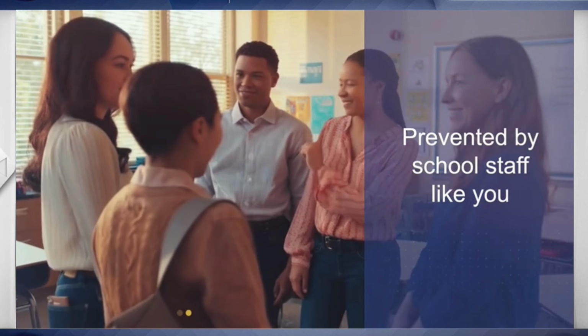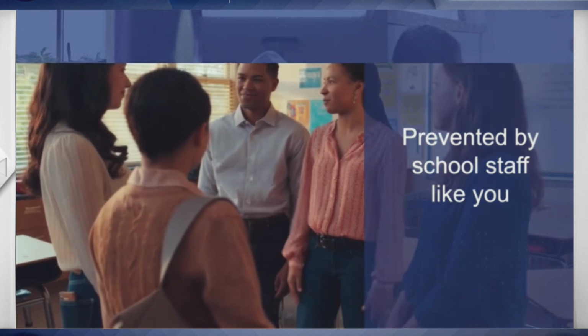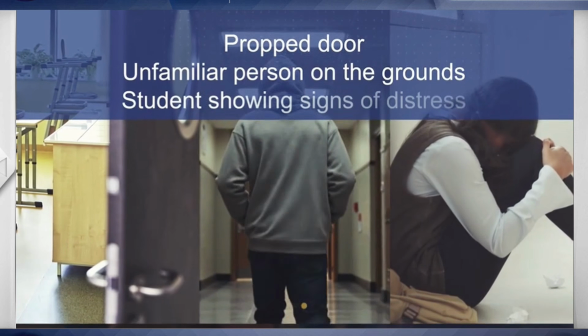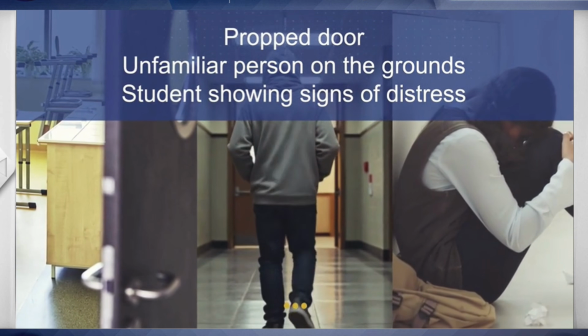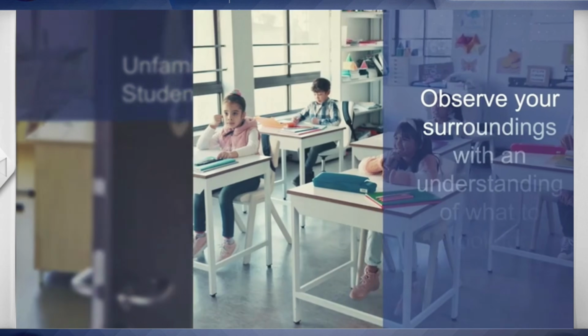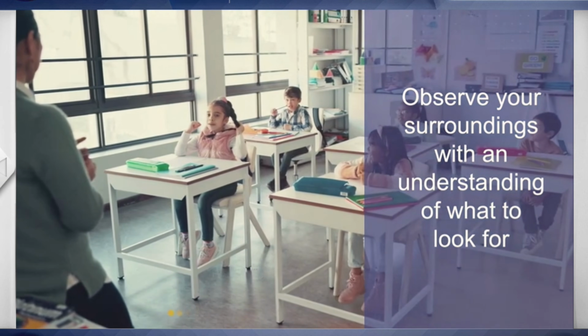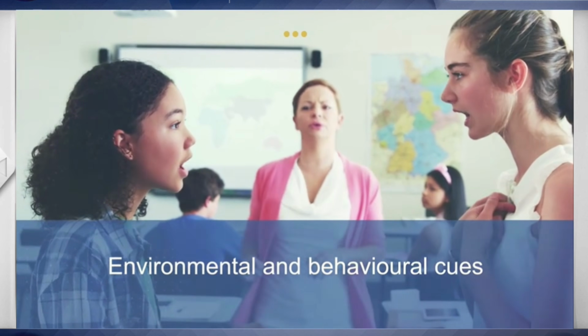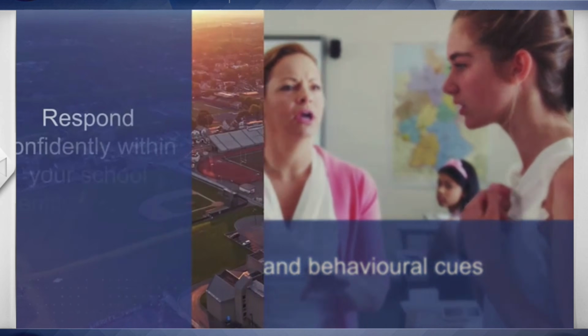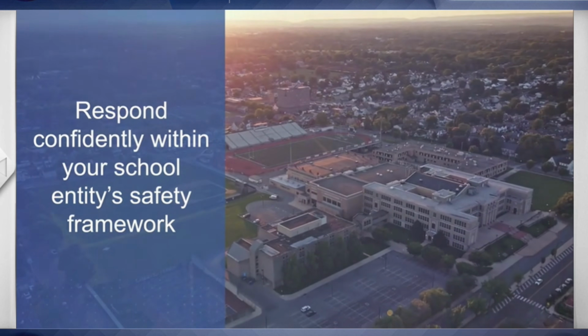Many safety incidents are prevented by school staff like you because something was noticed to be not quite right: a propped door, an unfamiliar person on the grounds, or a student showing signs of distress. At the conclusion of this module, you will be able to observe your surroundings with an understanding of what to look for. Be aware of environmental and behavioral cues that signal possible concern and respond confidently within your school entity's safety framework.